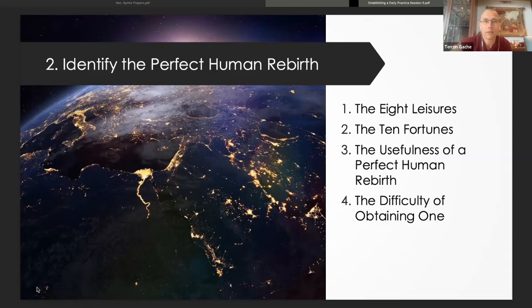Okay, so next we have identified the perfect human rebirth. This is the first meditation within the main subject of the text. So here we see 8 leisures and 10 fortunes. This is just ways of reflecting upon this life that we have. So leisure, I think, is a good translation. Some people think it ought to be something like freedom, but the word in Tibetan literally means leisure. Delwa means like going slowly, having free time.